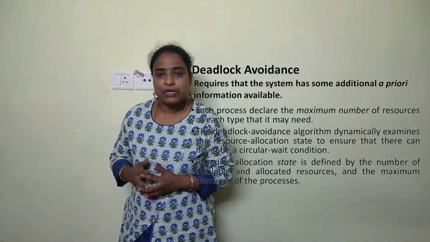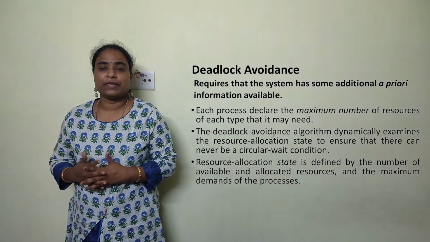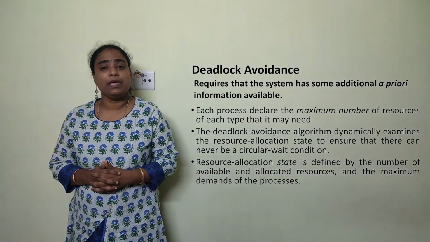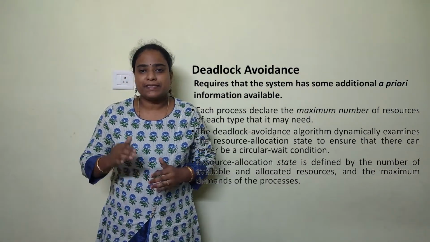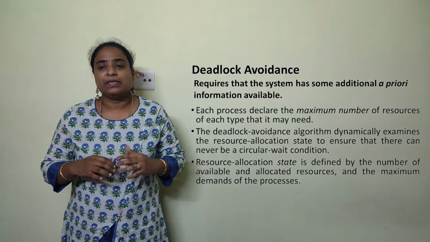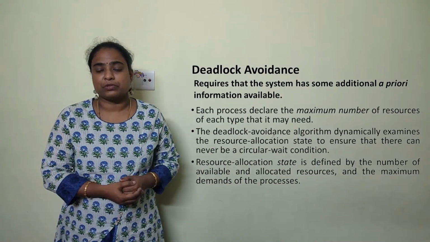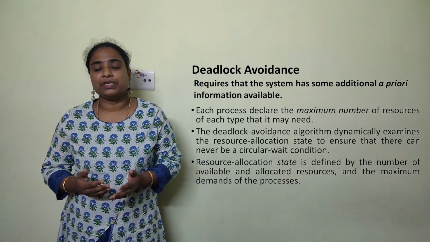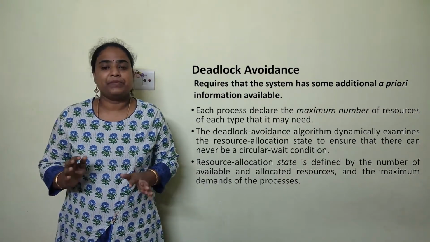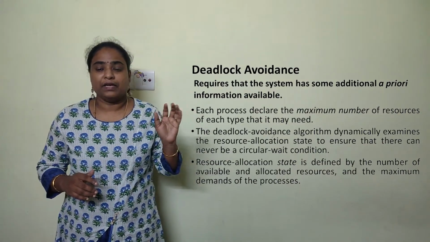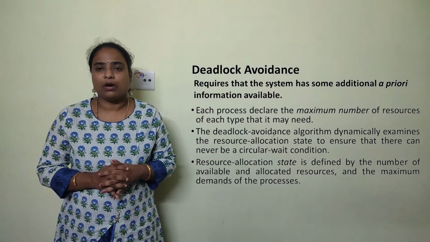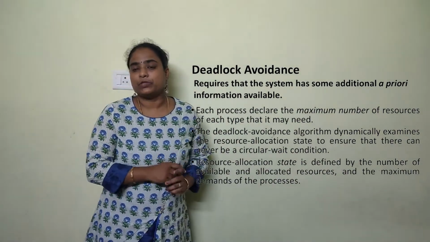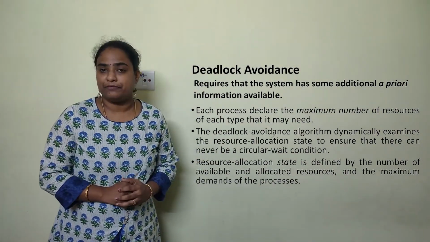In deadlock avoidance, each process should give some additional information before it starts its execution, like the maximum number of resources it may require of each type. So what does our deadlock avoidance algorithm do? It will examine the allocation state. If we allocate the requested resources and after allocation the system is in a safe state, then the request will be granted. Otherwise, the request will not be granted. This is what we call deadlock avoidance. So in deadlock avoidance, every process must provide the additional information.